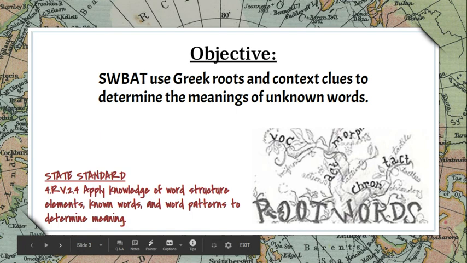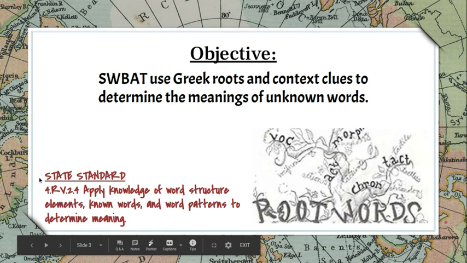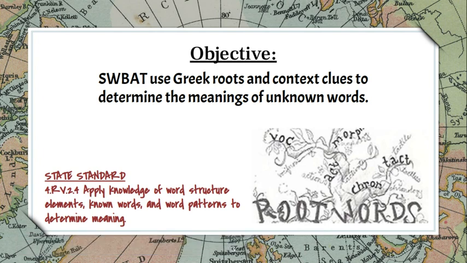Our objective for today says students will be able to use Greek roots and context clues to determine the meanings of unknown words. That objective goes along with one of our state standards that says fourth graders should be able to apply knowledge of word structure elements, known words, and word patterns to determine meaning.